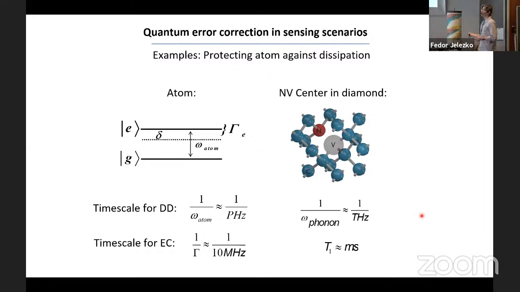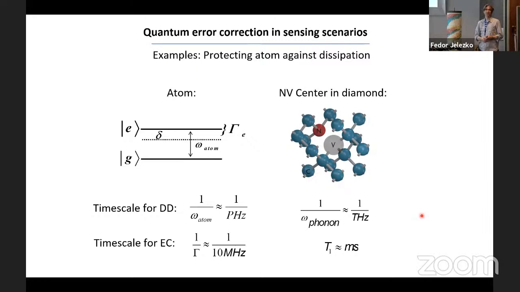It's still a long way before this protection gets better than conventional dynamical decoupling. You need very precise gates, and there is some overhead in making these gates, but it can fight high frequency noise that is not possible to fight with dynamical decoupling. So it's complementary. In addition, quantum error correction can be combined with dynamical decoupling. You can still run your echoes and, in between, do error correction steps.